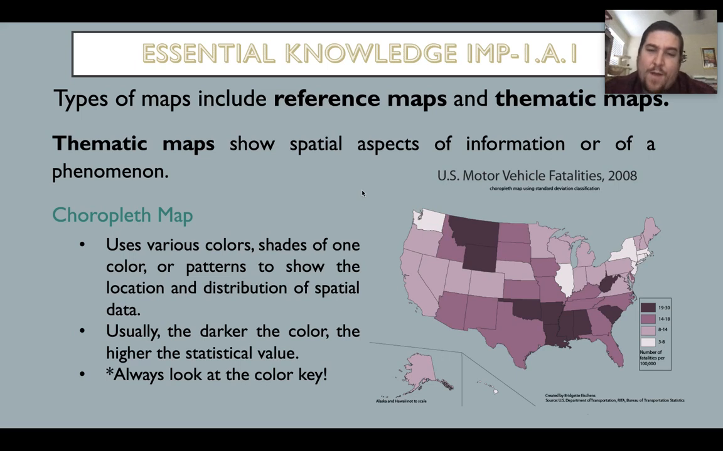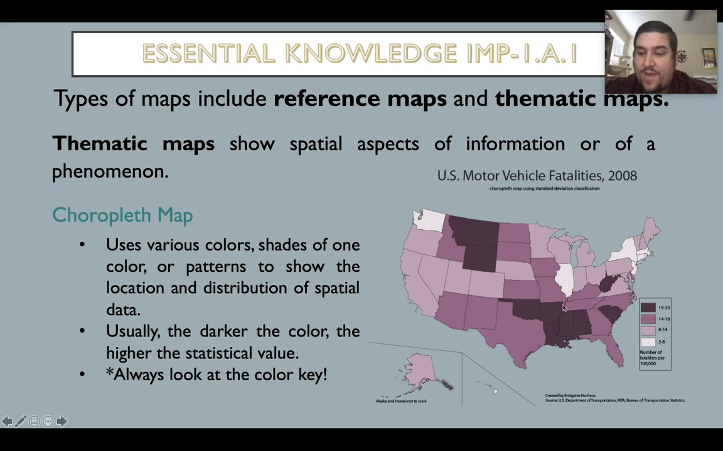There are 5 primary types of thematic maps. We're going to go over them now. There's also a handout on these in your digital notebook. Choropleth map uses various shades of one color or pattern to show the location and distribution of a phenomenon or data. Usually the darker the color, the higher it happens, but this is not always true.